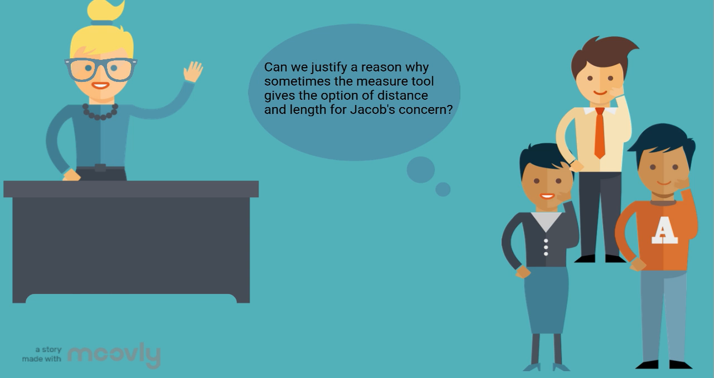Next, I want you to discuss Jacob's problem. His is a little different. He says that he is attempting to show the measure of the length of some of the sides for the proof portion of this assignment, and he says that sometimes when he tries to measure the sides, he's given only the measure length option, and sometimes he's given measure distance.